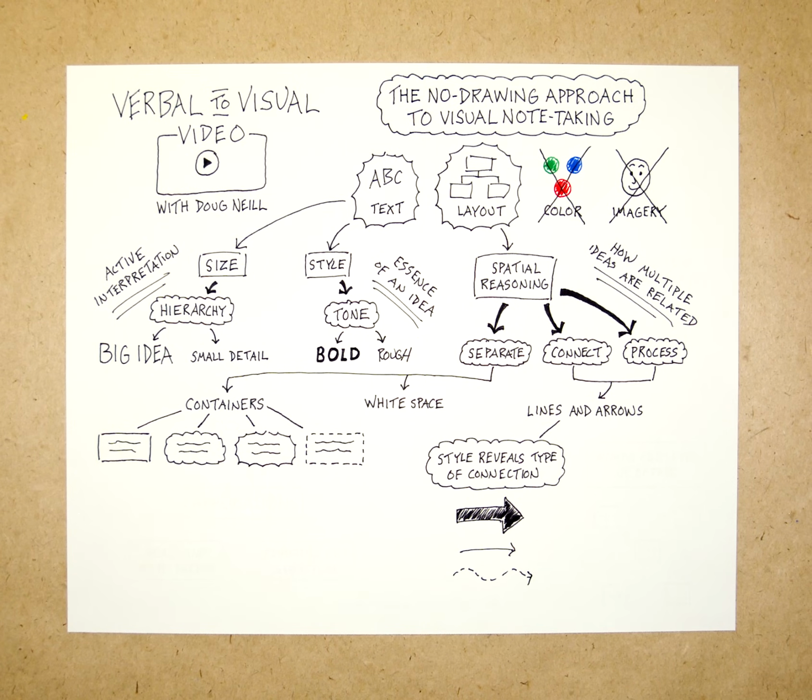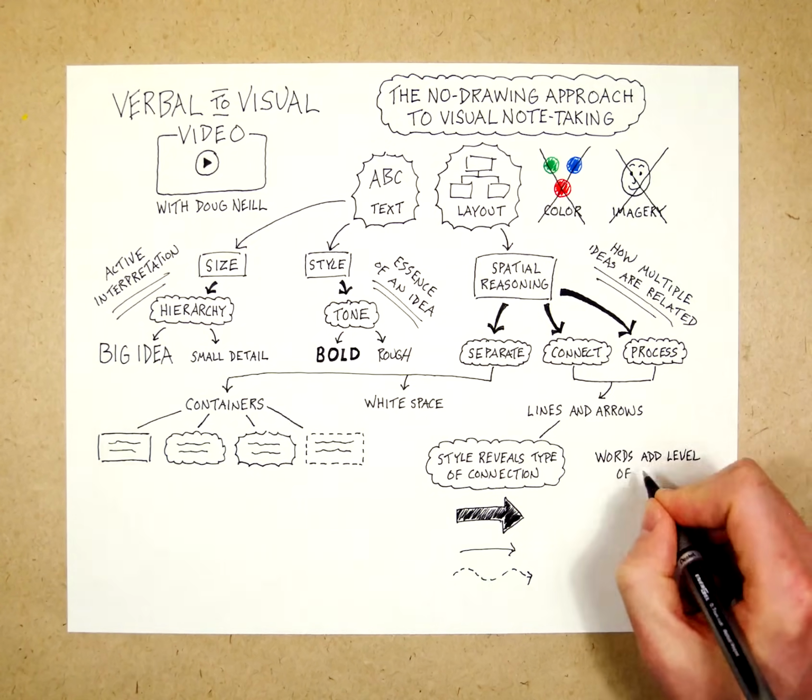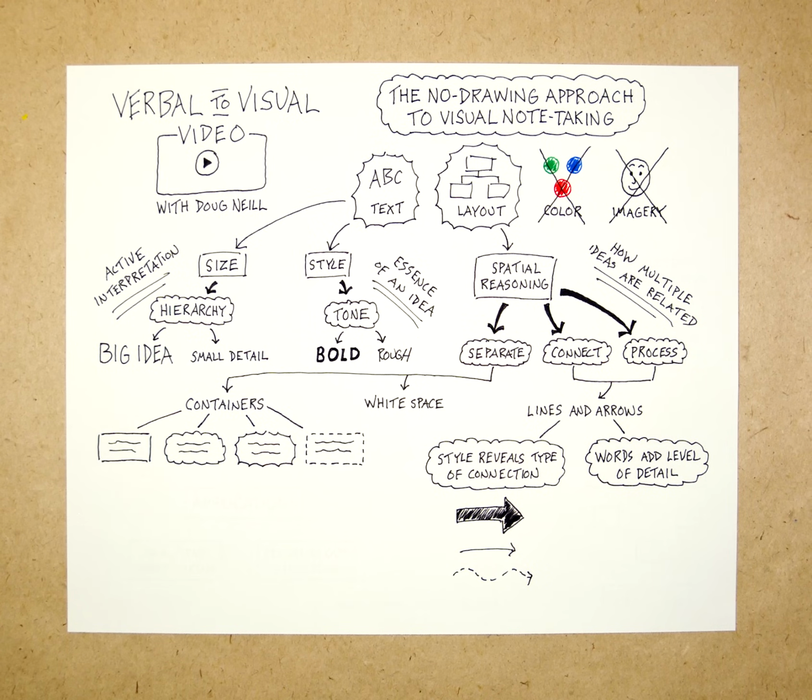There are many different ways that ideas can be connected to each other. And by using different styles of lines and arrows, you can get at that type of connection that fits for the two ideas that you are trying to relate to each other. You can also include words alongside those lines and arrows to add another level of detail to that connection that you're showing.